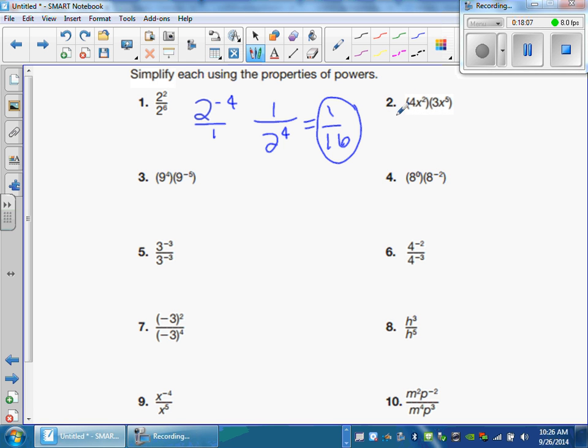Here I can multiply 4 times 3 because those are just simple numbers. 4 times 3 is 12. And then again, when I have the same base with exponents being multiplied, I add those exponents. So that would be x to the 7th power. Again, I can't simplify this one anymore because I've got variables and I don't know what the value of my x is. So I would like you to work with your group to finish 3 through 10.